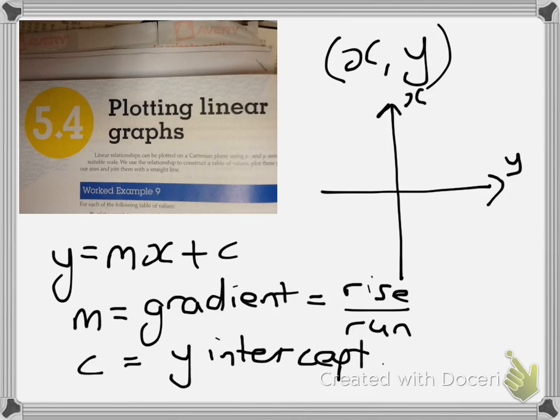So what that means is where the line actually crosses on our y-axis. And if you notice a little mistake here, I've put x and y there and there. So I'm going to change that to a y and that to an x.